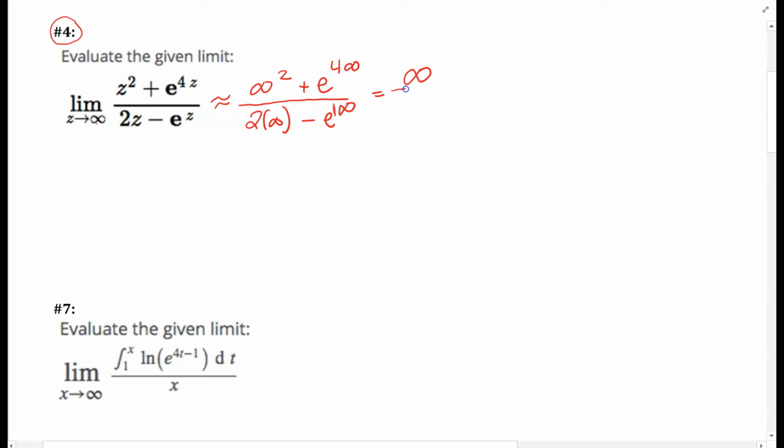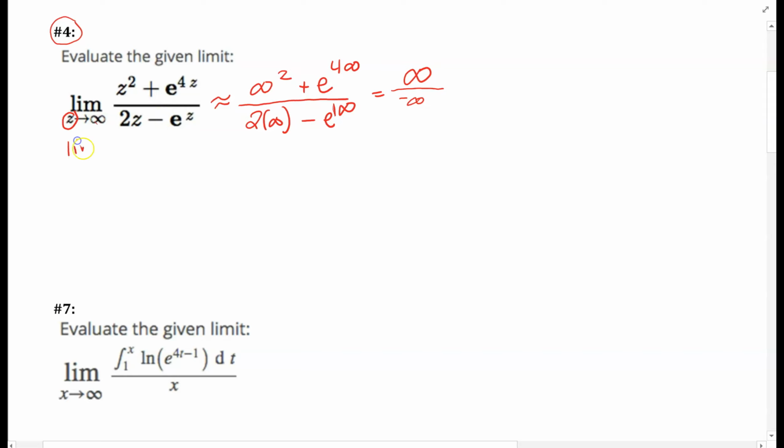But technically, you still have infinity in the denominator. It's just not as large. It's a smaller degree, smaller size, and it's also negative. But this is a situation where L'Hopital's rule could apply because it is one infinity divided by another one. So what we could do is take the derivative of the numerator and denominator with respect to z, because that's the variable that's approaching infinity.